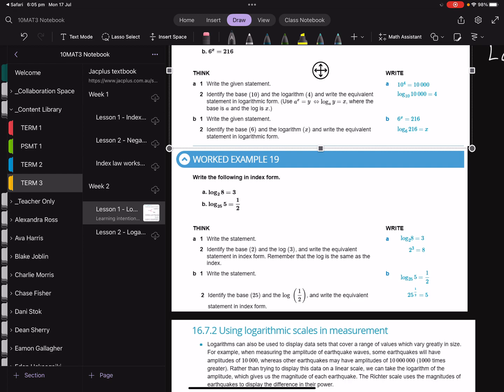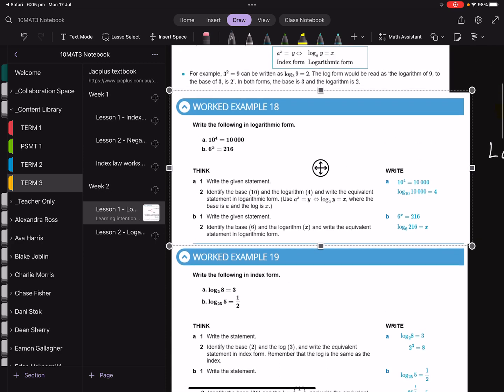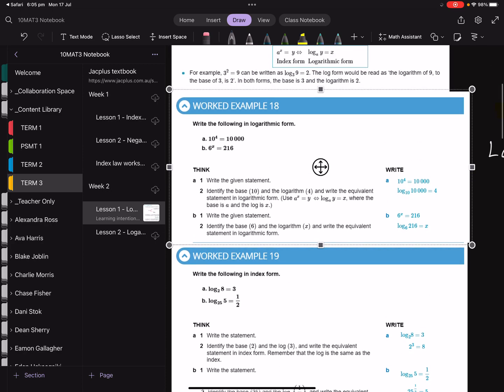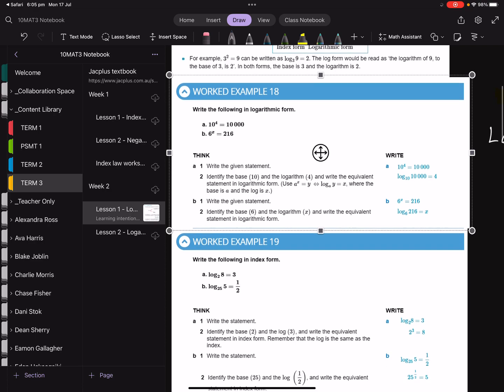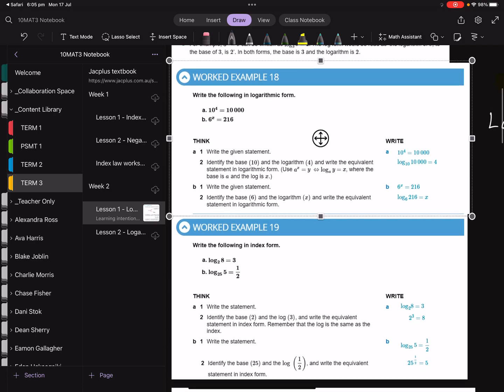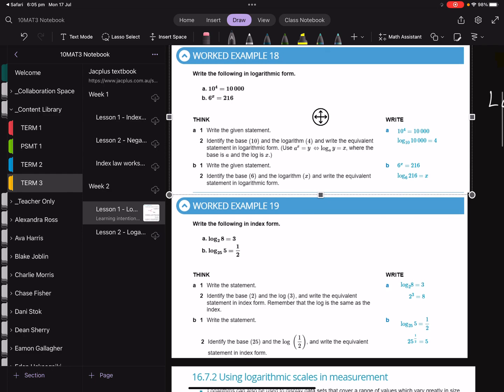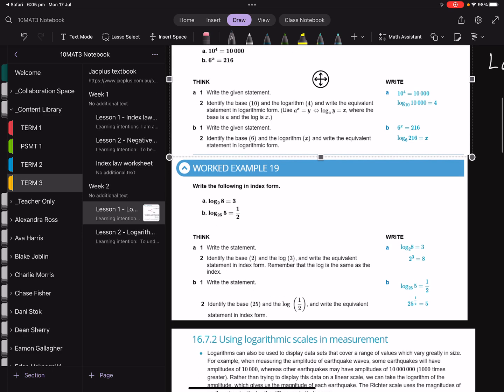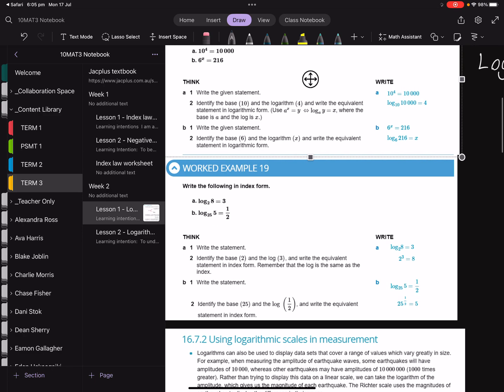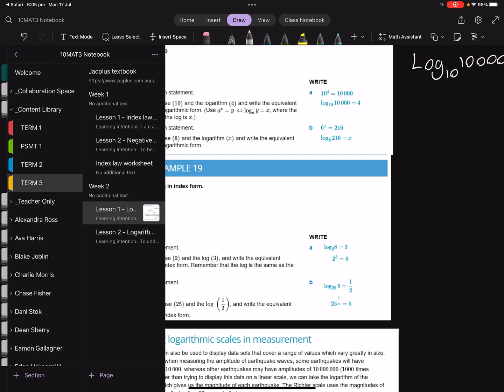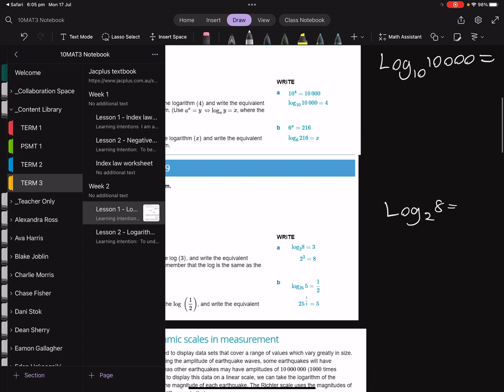Okay, another quick example, just so we can get the hang of it. Now we're going opposite ways, right? Instead of going from our given index form to our logarithmic form, we're now going from our logarithmic form to our index form. So, looking over here, let's write this one out. We've got log 2 to the 8 equals 3.